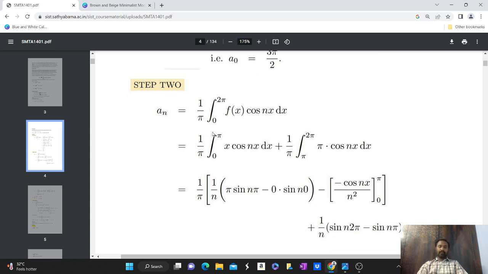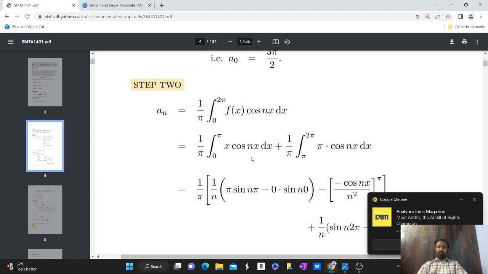In step 2, we have to find a n. a n means 1 by pi integral from 0 to 2 pi of f of x cos nx dx. Likewise we find the value of a n by separating the integral as 0 to pi and pi to 2 pi. In the limit 0 to pi, the f of x value is x, so we substitute f of x as x cos nx dx. In the second part we substitute f of x as pi, so pi cos nx. For the integration of x cos nx, we use the Bernoulli formula.